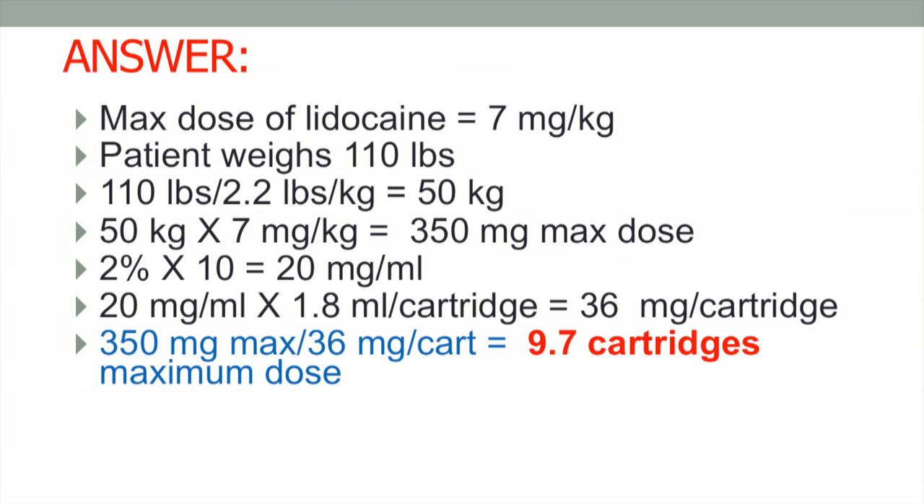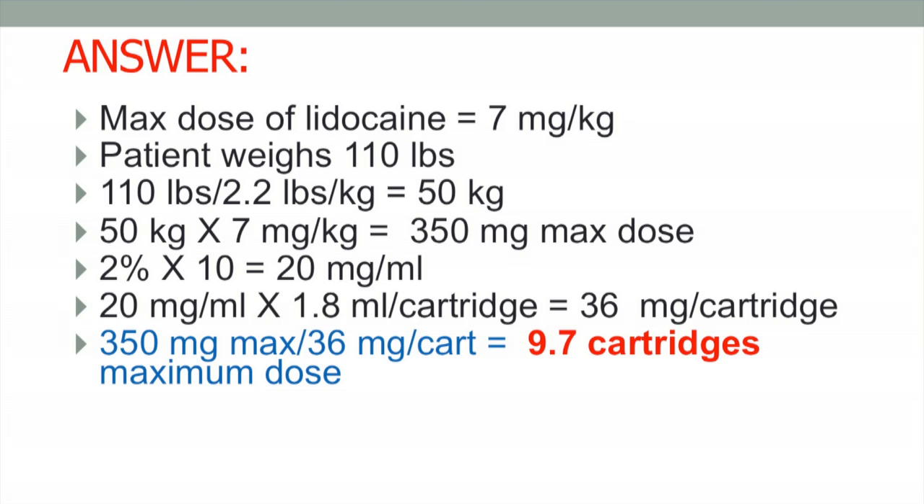The answer to this question is first addressed by considering the maximum dose of lidocaine, which is 7 milligrams per kilogram. If the patient weighs 110 pounds, you needed to divide 110 pounds by 2.2 pounds per kilogram to get the body weight in kilograms, which is 50 kilograms. Now, you also need to know that the maximum dose of lidocaine is 7 milligrams per kilogram. 50 kilograms times 7 milligrams per kilogram gives us a maximum allowable dose in this patient of 300 milligrams.